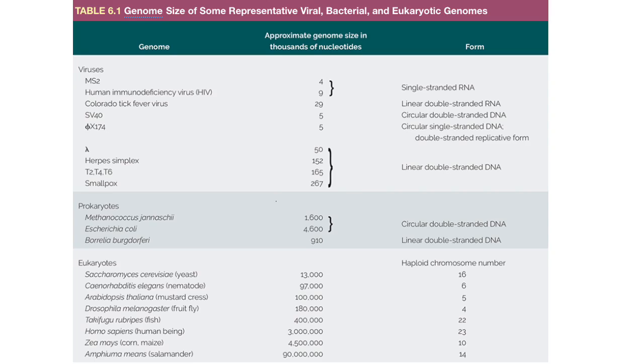But the point being, the quantity of DNA in your genome is not a good match for your complexity. Let's compare Drosophila and the salamander. If you look at this chart, Drosophila has 180 million bases, and this particular salamander has 90 trillion bases.